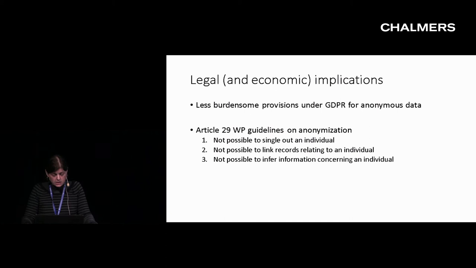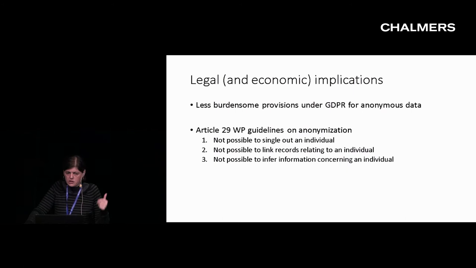And they identify three characteristics that need to be fulfilled for a data set to be considered anonymous. It means that it's not possible to single out an individual, meaning that you don't have uniqueness in your data set. That it's not possible to link records relating to an individual, meaning that if you have multiple entries that relate to the same individual, you should not be able to relate them, and should not be able to relate them to other external data sets that also have entries for this individual. And it should not be possible to infer information concerning an individual.